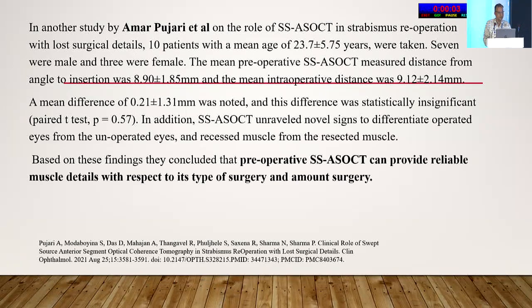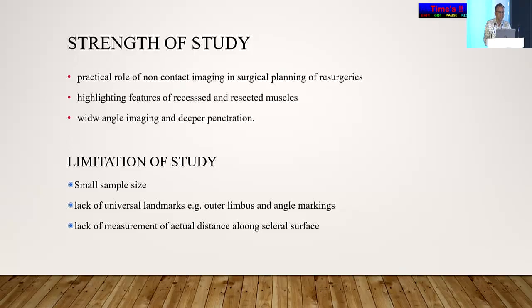And in another study done by Dr. Amar Purzari et al., they concluded that preoperative ASOCT can provide reliable muscle details with respect to its type of surgery and amount of surgery. The strengths of the study were the practical role of non-contact imaging, highlighting features of recessed and resected muscles, and imaging and deeper penetration. Limitations were small sample size, lack of universal landmarks, and lack of measurement of actual distance.